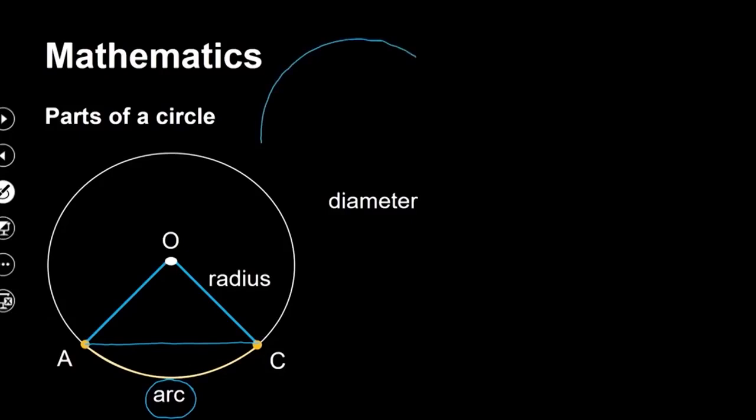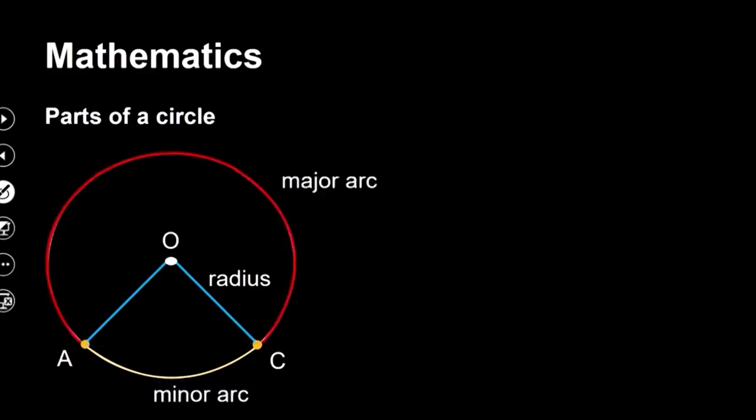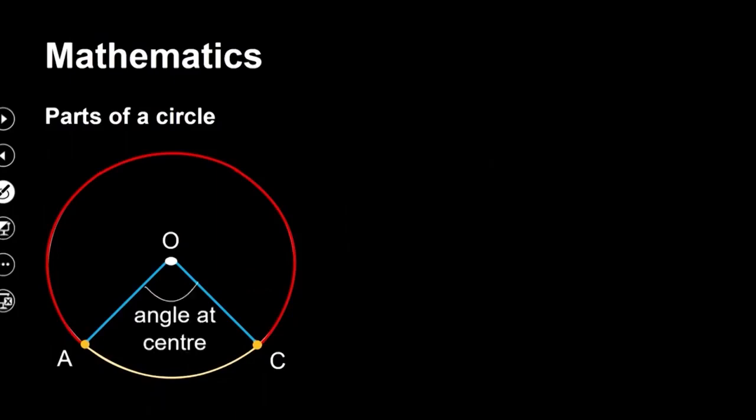Arc will be like a line, but a line that is curving, not a straight line, as we normally say. And then a major arc and a minor arc, that's what we normally talk about as well. Remember, major, bigger one, minor, smaller one. But now, also we have what you call the angle at the center.